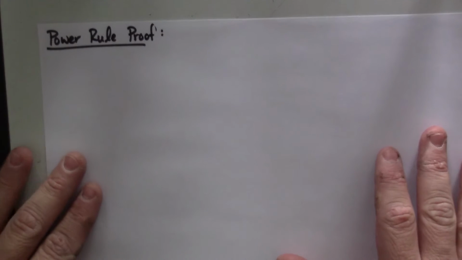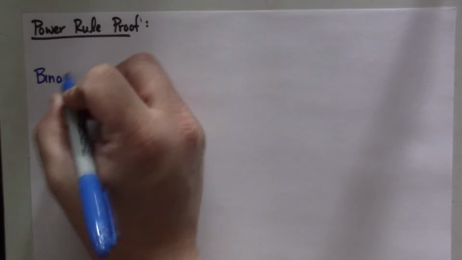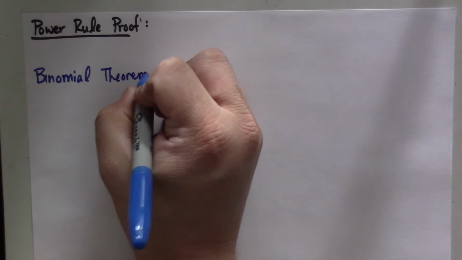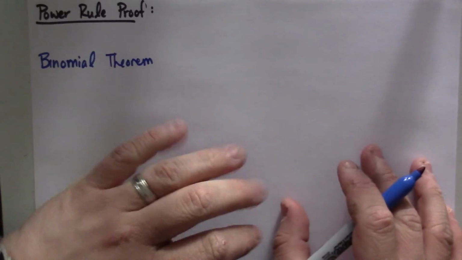If you're like me, I don't like being told a rule and said, hey, just do the rule, believe me. What I'm going to do is prove that the power rule is true. Something I need you to understand before I can do that is the binomial theorem. This involves combinatorics, Pascal's triangle, and a whole lot of stuff.